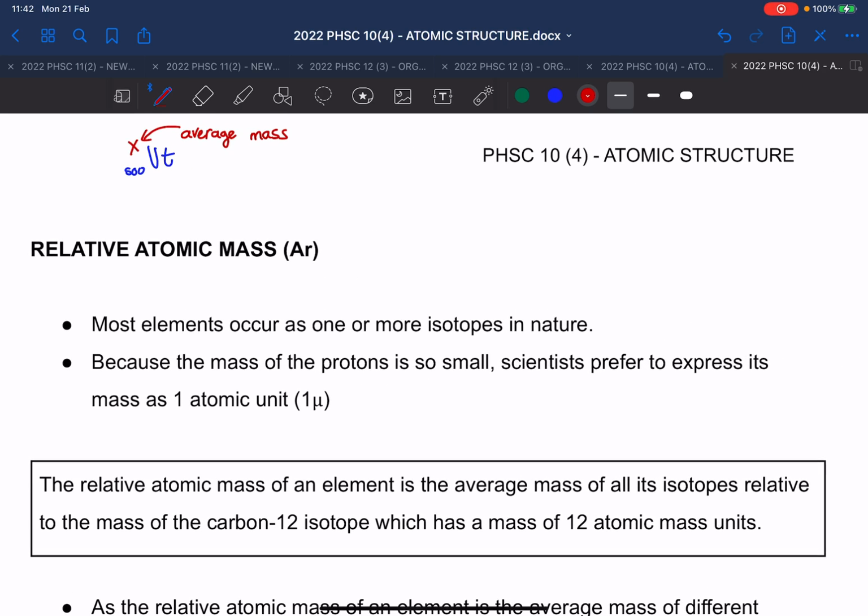Relative atomic mass. Okay, so let's read and then I'll explain again. The symbol for relative atomic mass is Ar, like argon, but it's not argon. They say most elements occur as one or more isotopes in nature. So almost every one of the elements on the periodic table is a twin or a triplet or a quadruplet or whatever. Because the mass of a proton is so small, scientists prefer to express its mass in atomic mass units. On the first page we said the mass of a proton is 1 unit.